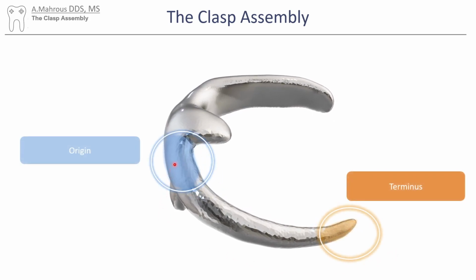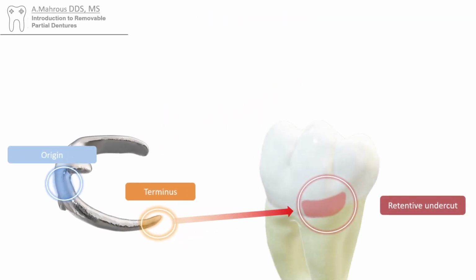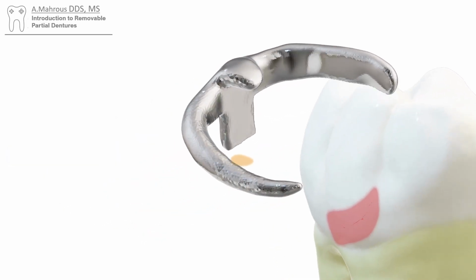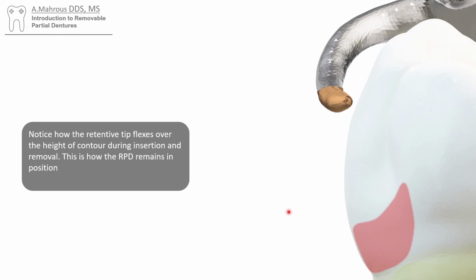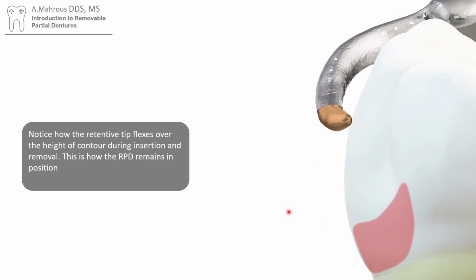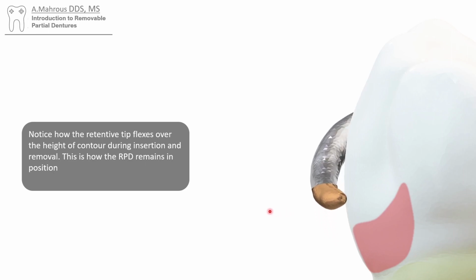Most retentive clasps would have an origin and a terminus. The terminus is the area that engages retentive undercuts on teeth. Notice how the retentive tip flexes over the height of contour during insertion and removal. This is how the RPD remains in position.